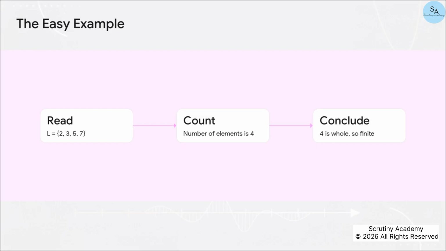We are given set L, which contains the numbers 2, 3, 5, and 7. Step 1, we just read the set. Step 2, we identify what we actually have here, which is a straightforward list of specific numbers. Step 3, we count them. 1, 2, 3, 4. There are exactly 4 numbers sitting right there on the page. Step 4, our conclusion. Because 4 is a definite whole number, the set is finite. Easy, right? The simplest problems really just require counting the elements you see.